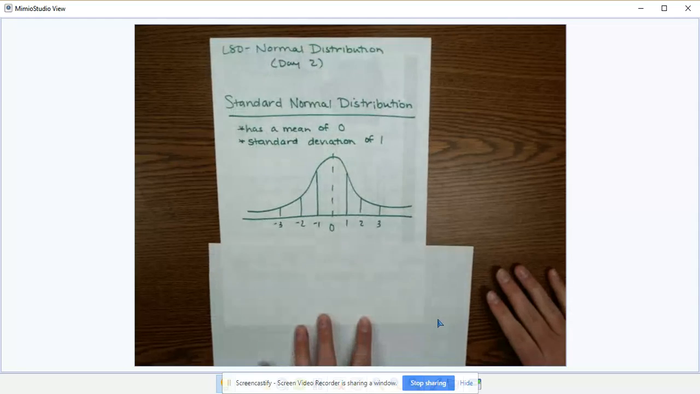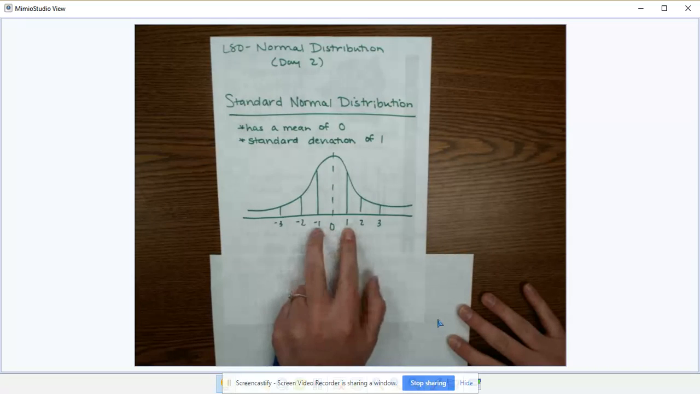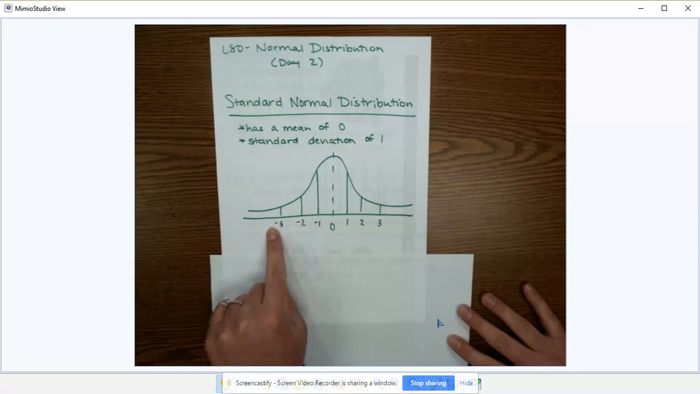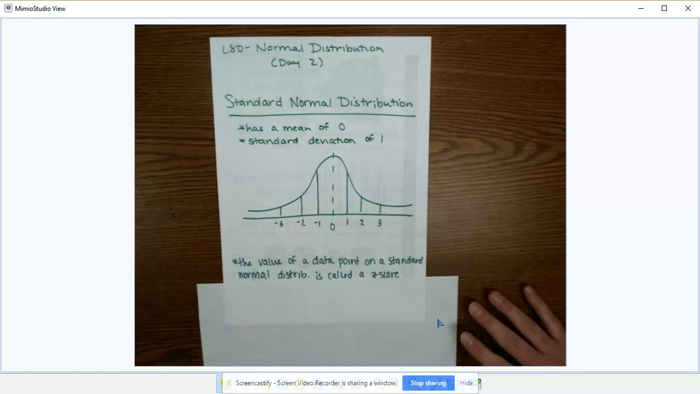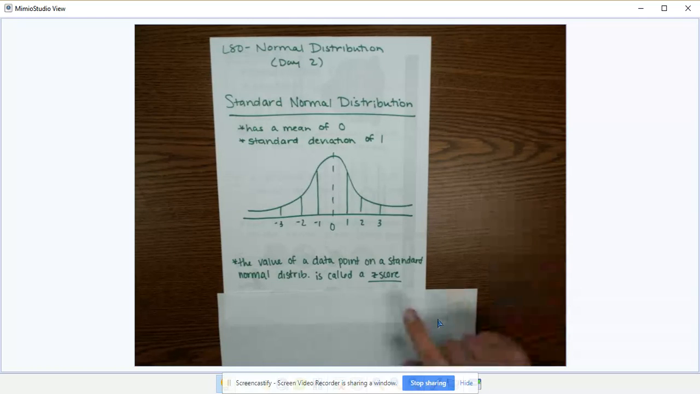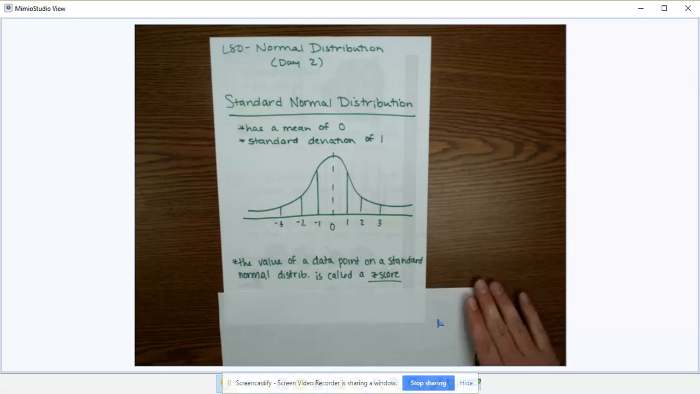Here's just a little graph. Again, that peak or that high point will always be 0, and then standard deviations just go by ones. Okay, negative to the left because it's below our mean. When we're dealing with standard normal distributions, we have something called a z-score. So any data point on our bell curve is going to be called a z-score.